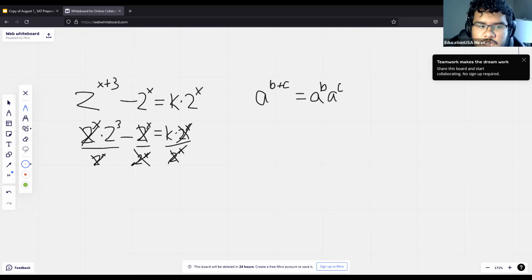And this gets rid of it everywhere. This 2 to the x divided by 2 to the x simplifies to 1. So keep that in mind. It's not like you're completely getting rid of the term, like getting rid of this little term here. It just becomes 1. So we end up with 2 to the third minus 1 equals k. Now, 2 to the third, that's 8. So we end up here with k equals 7.